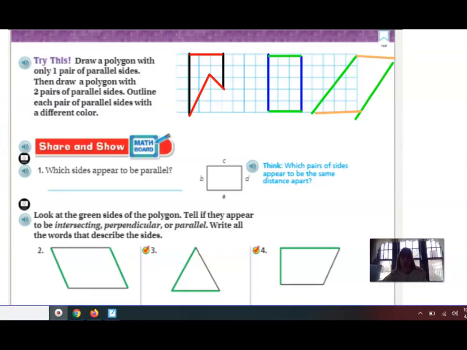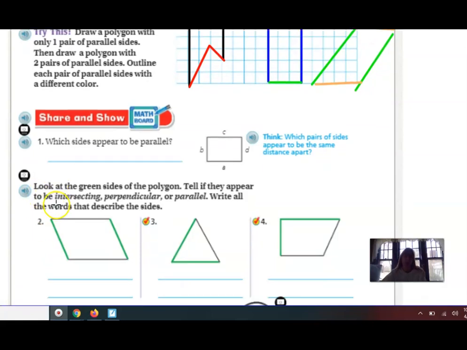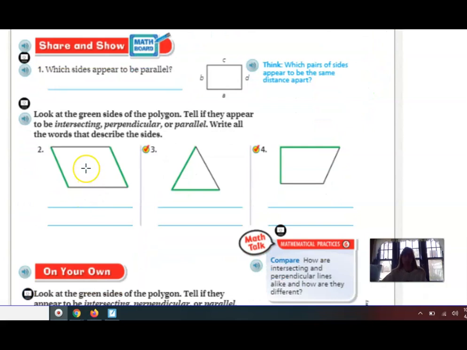Okay, so we're going to continue on with our share and show. And if you go down to question number 1, hopefully you have your book open still. It says, which sides appear to be parallel? So you want to think to yourself, parallel. That means they will never cross over. So just like Professor Berger said, we want to look at parallel. So you're thinking to yourself, which pairs of sides appear to be the same distance apart and will never cross?